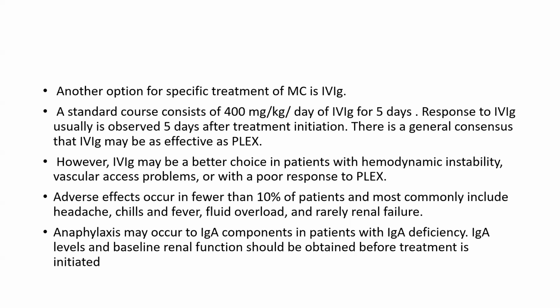Another option for specific treatment for myasthenic crisis is IVIG. The standard dose consists of 400 mg per kg per day of IVIG for 5 days. Response to IVIG is usually observed 5 days after treatment initiation. There is a suggestion that IVIG may be as effective as PLEX.